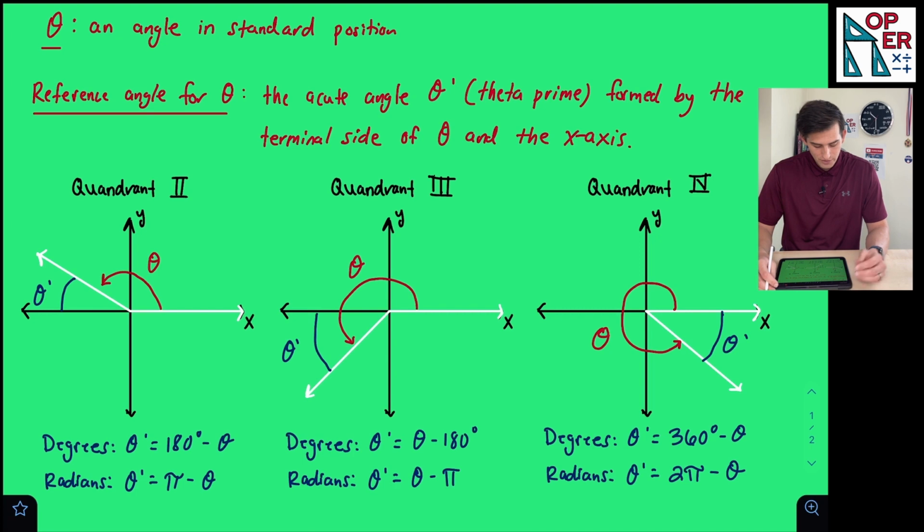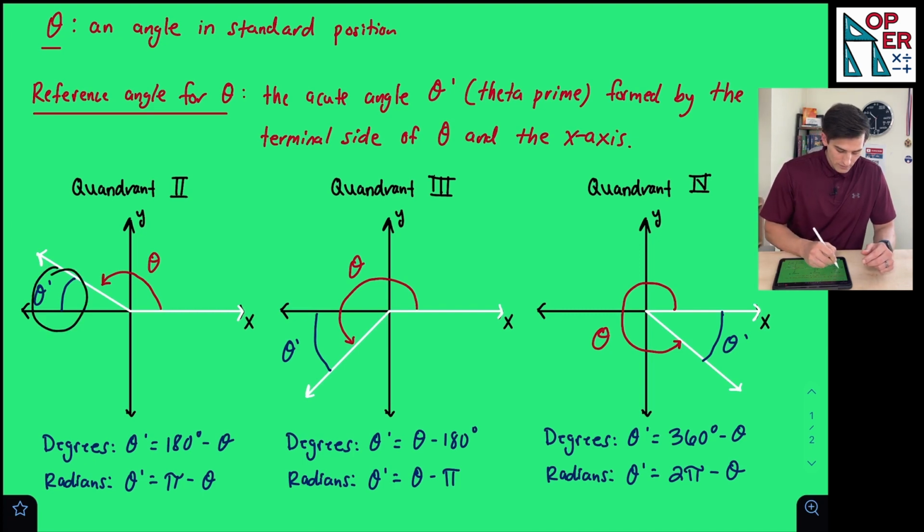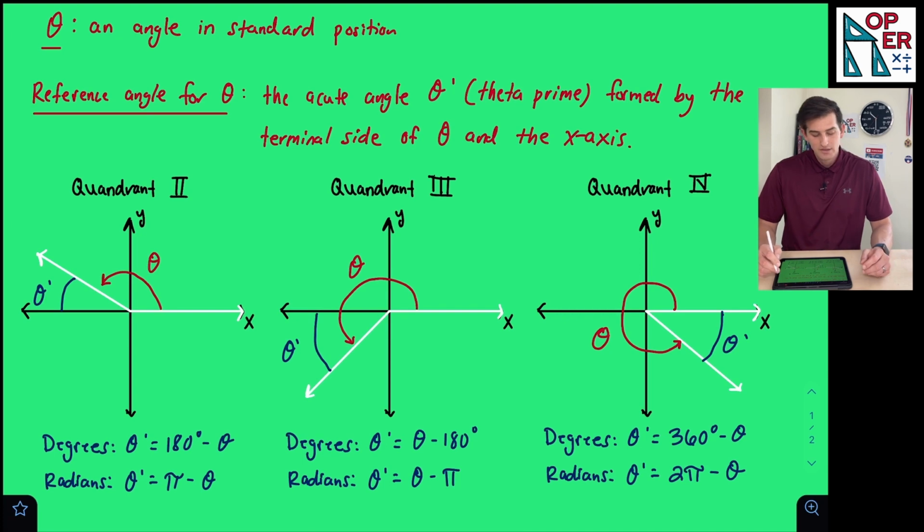So let's look at quadrant 2 on the left. As our angle opens, it ends up in quadrant 2, so it's somewhere between 90 and 180, or pi over 2 and pi if we're talking in radians. To find our reference angle, theta prime, we have this little area right here, that's our acute angle. In degrees, 180 would be where we are on the x-axis, so 180 minus theta gives us our reference angle theta prime. For radians, 180 degrees would be pi radians, so we would do pi minus theta to get our theta prime, or our reference angle.